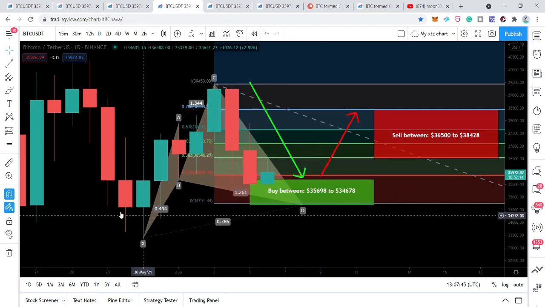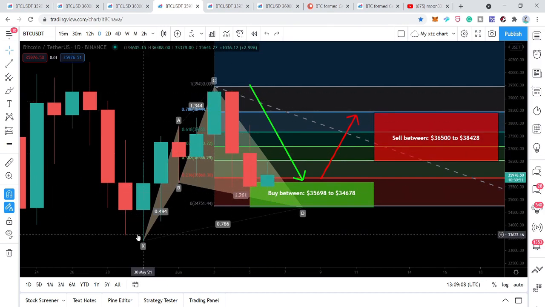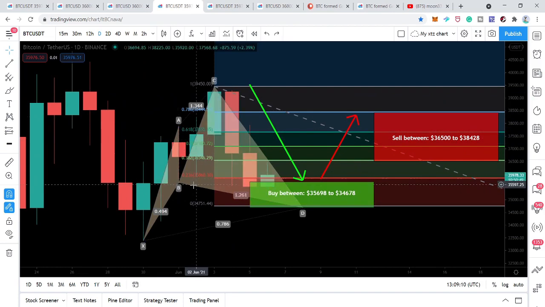Now here we can see that the price action has formed a perfect bullish Cypher pattern. You can see that this is the initial leg, then a retracement between 0.382 to 0.618 Fibonacci retracement, then projected between 1.272 to 1.414 Fibonacci projection, and then a retracement between 0.618 to 0.786 Fibonacci retracement level.